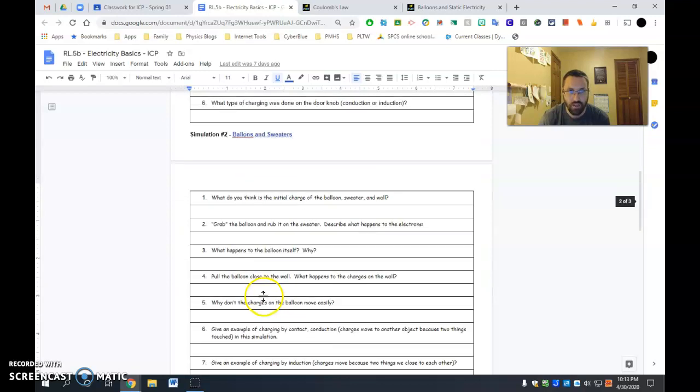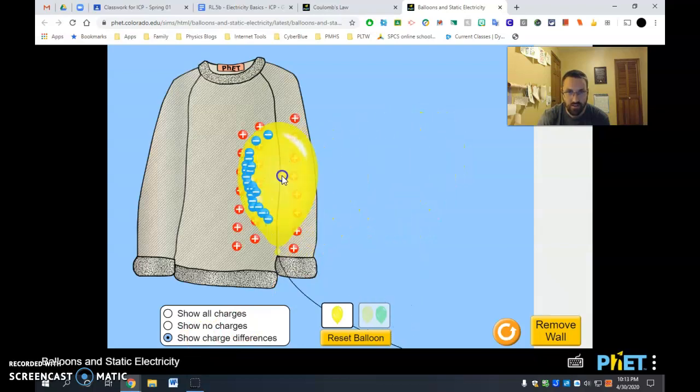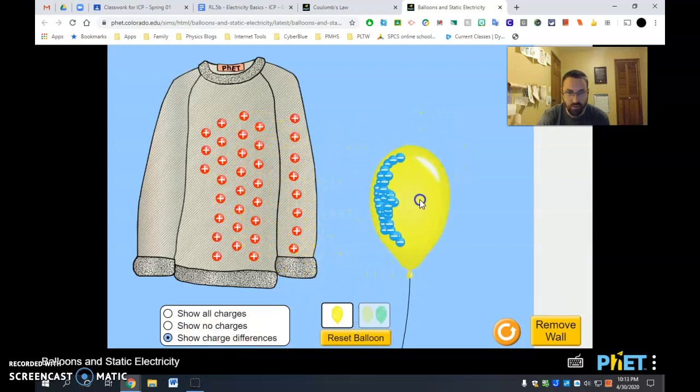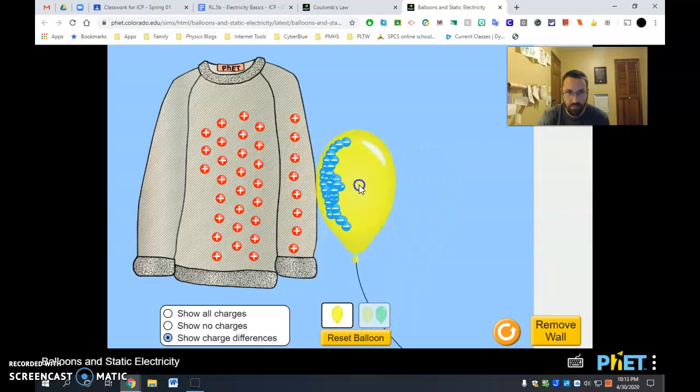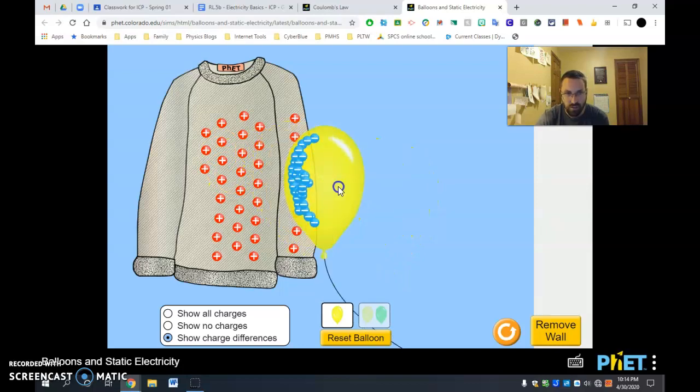The second one is about balloons and static electricity. And right now I have it set up with show charge differences. And so if I move the balloon on the sweater, you notice that it picks up all of the negative charges, leaving the sweater positively charged. And so if I let go of it, it keeps wanting to be attracted back to it.